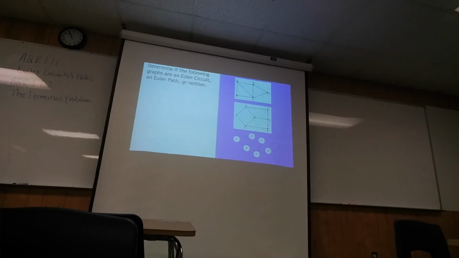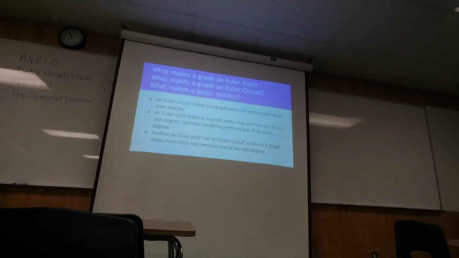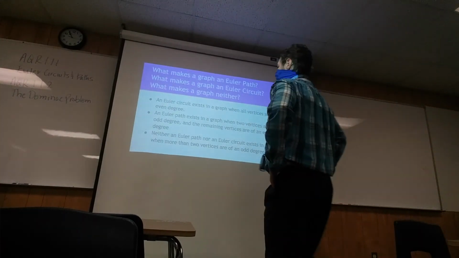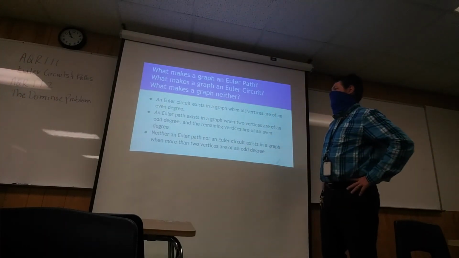Now, a circuit exists when all of the vertices are even. Okay? A circuit exists when all of the vertices are even. There's a part of that last slide that's missing. I don't know where it went, but it describes the degree of each vertex. An Euler circuit exists in a graph when all vertices are of an even degree.